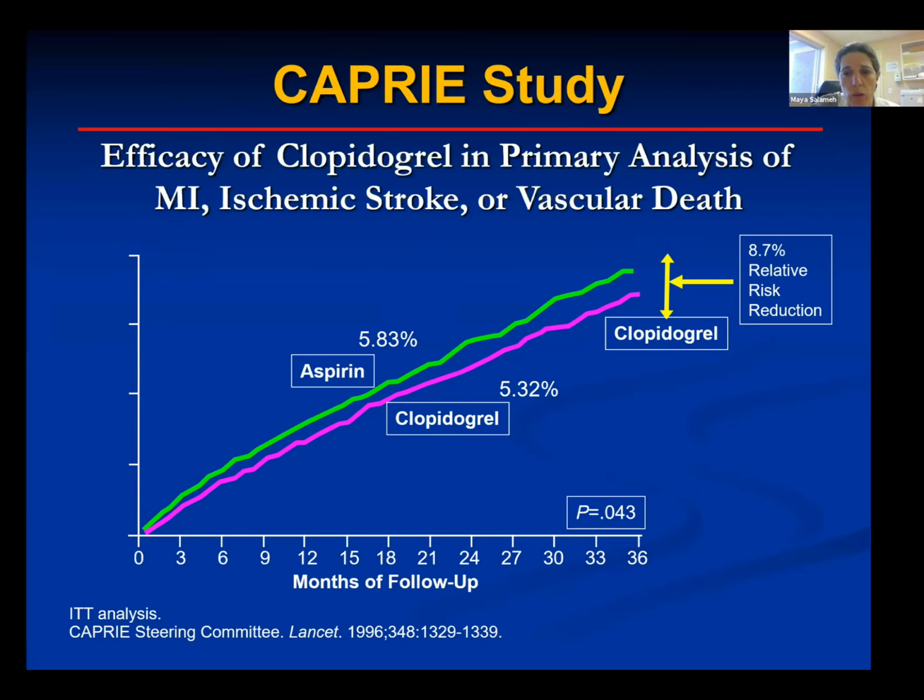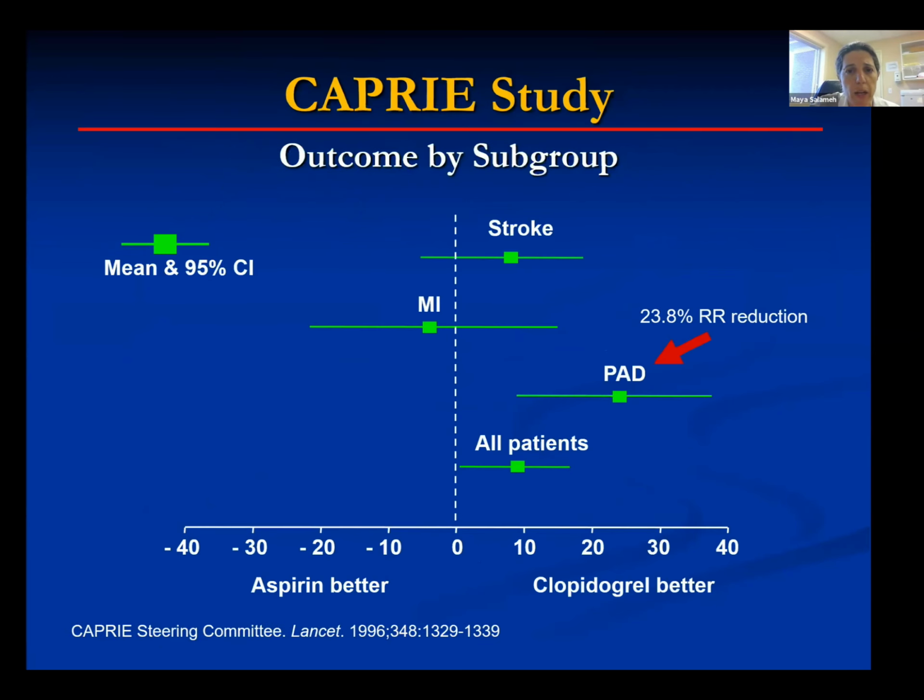So overall cohort results, clopidogrel was superior to aspirin in preventing the primary outcome, but the relative risk reduction of 8.7% was relatively small and really of marginal statistical significance. This is in the overall cohort. But if you look at the subgroup analysis in CAPRIE, you can see that the PAD patients had this 23.8% relative risk reduction in cardiovascular events if they were treated with clopidogrel over aspirin.